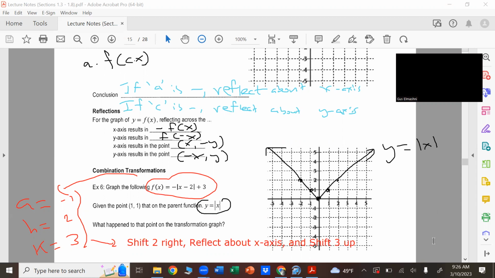You add the 3 and multiply by -1. Multiply is the M in PEMDAS. What does that do? That negative reflects about the x-axis. Lastly, you add the 3. What does that +3 do? It shifts the graph vertically up.